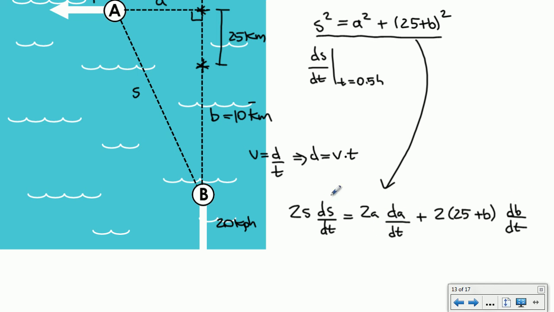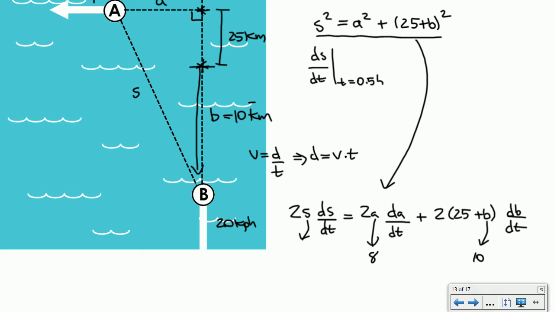We need to find out what dS/dt is, but there's a few other things that we need to figure out before we can find dS/dt. So we'll need to know what s is, what a is, and what b is. We've already figured out what a and b are. So a is 8 and b is 10. So at 1:30, b is 10 kilometers south of its starting point.